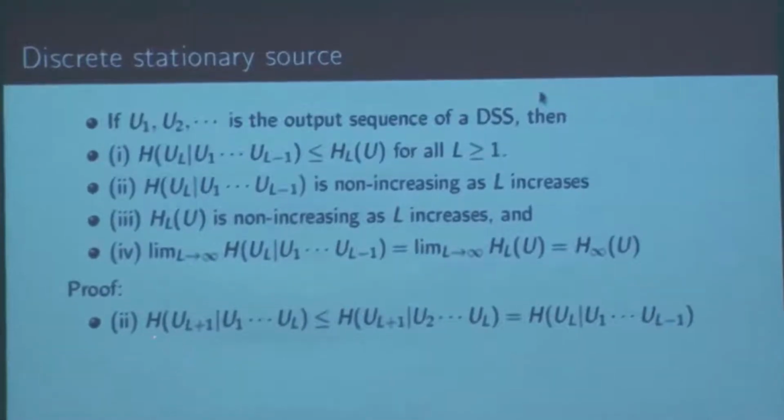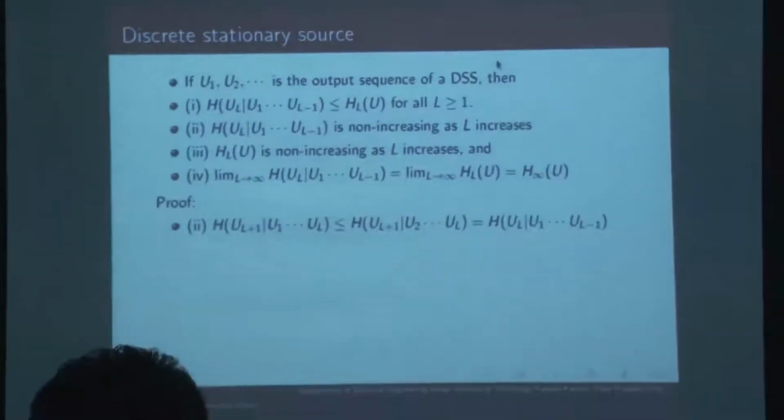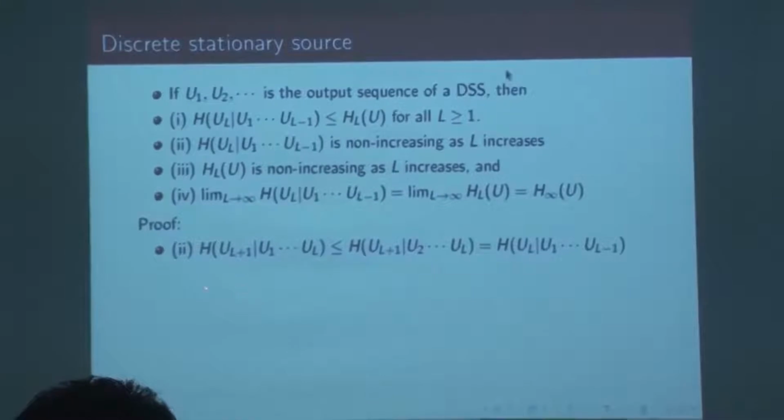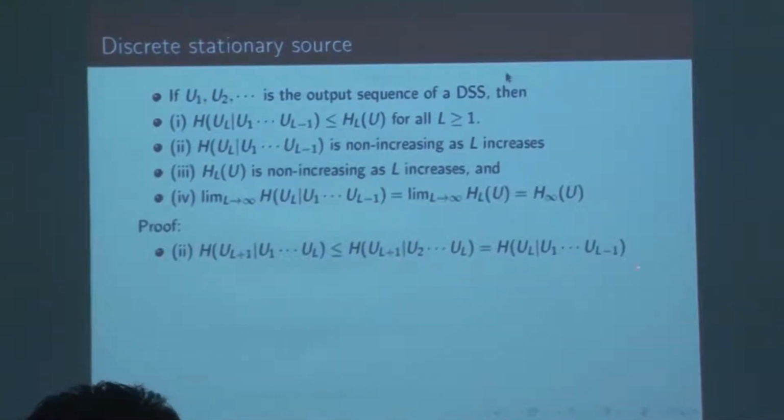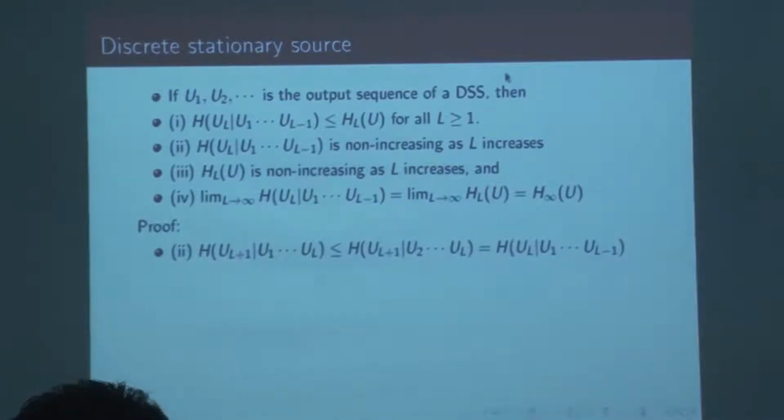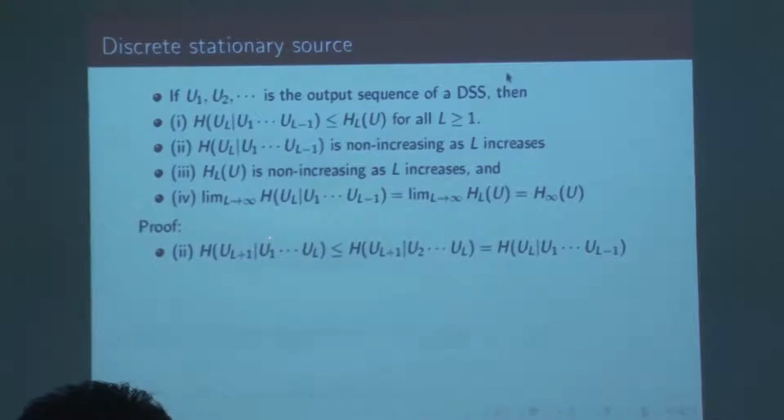we start off with, so to show that it is non-increasing, we have to show that as L increases, this term does not increase. So, this is less than or equal to this. So, this is H of U_(L+1) given U_1, U_2, ..., U_L. Now, we are removing the conditioning on U_1. So, that makes it H of U_(L+1) given U_2, U_3, ..., U_L.